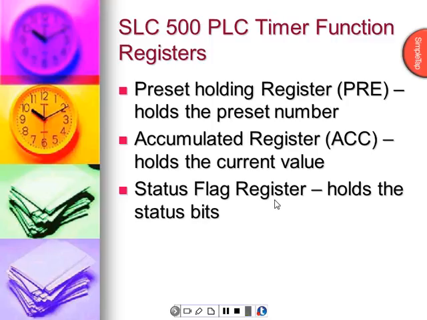Alright. And then you have the status flag, which tells you the condition of the timer. So, am I timing? Have I finished timing? Am I enabled? That kind of stuff. Okay? So it just tells you the status of the timer itself.